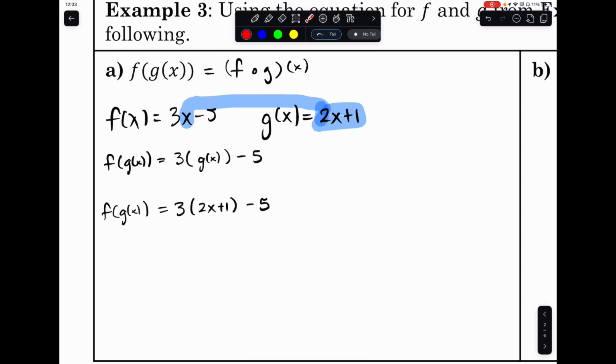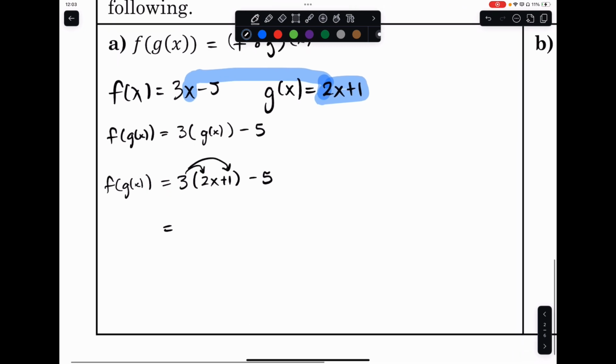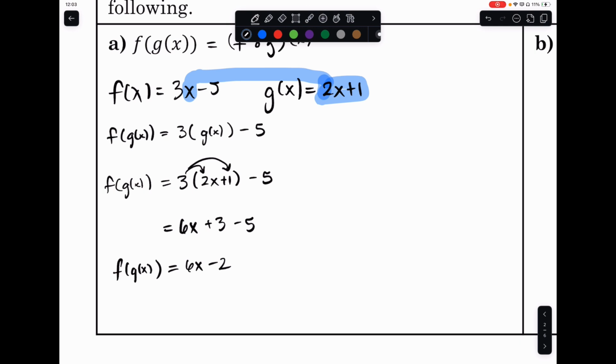Now you can leave it like this, but I'm going to ask you to do some algebra here and simplify this by distributing that common factor. So this will be 6x plus 3 minus 5, which simplifies to 6x minus 2. So this is our composition: f of g of x equals 6x minus 2.